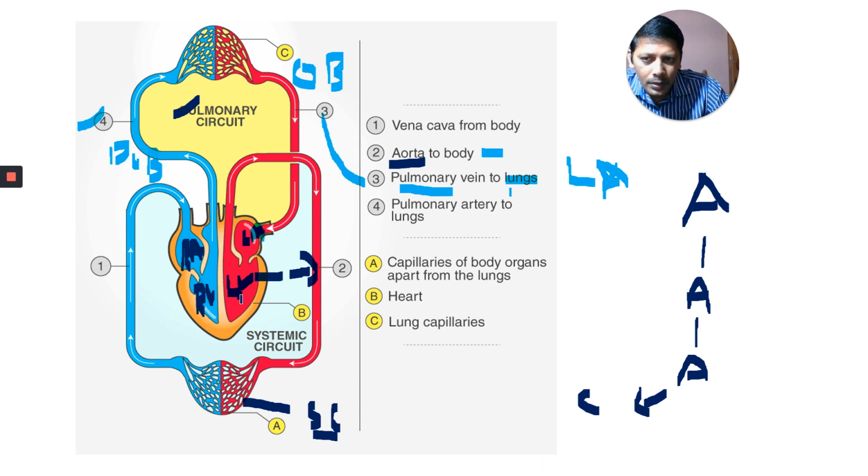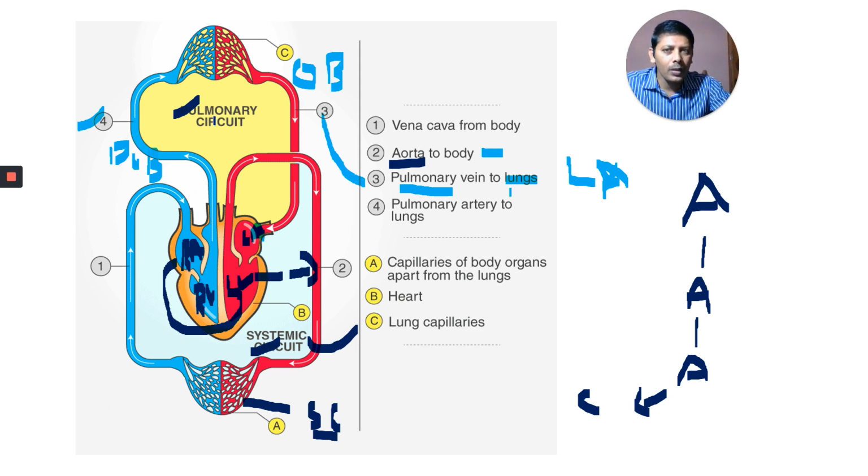I have started from this part, and I have come to this part. This part is called the systemic circulation, the systemic circuit. What is meant by circuit? You know, a circuit means the path in which electricity flows. Here in zoology, the circuit means the path in which blood flows. This is one circuit.